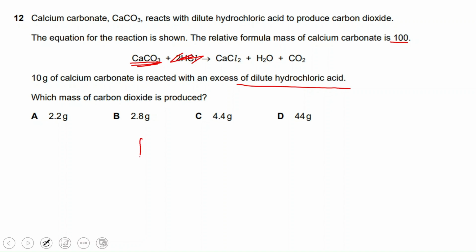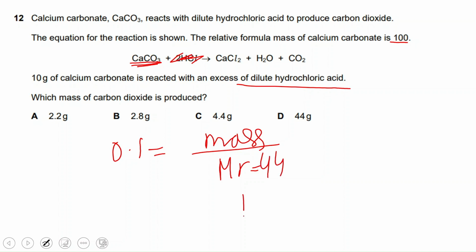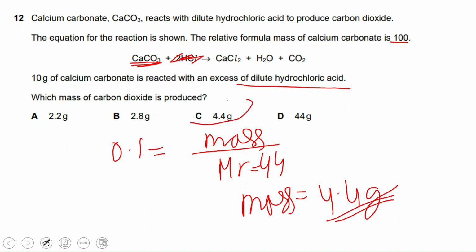So moles is 0.1, and that is equal to the mass by the MR. And MR we know is carbon is 12, oxygen is 16. So 12 plus 16 into 2, which is 44. So the mass is equal to 0.1 into 44, which is 4.4 grams. Now, another thing is that when you're using the formula that moles is equal to mass by MR, the mass has to be in grams.